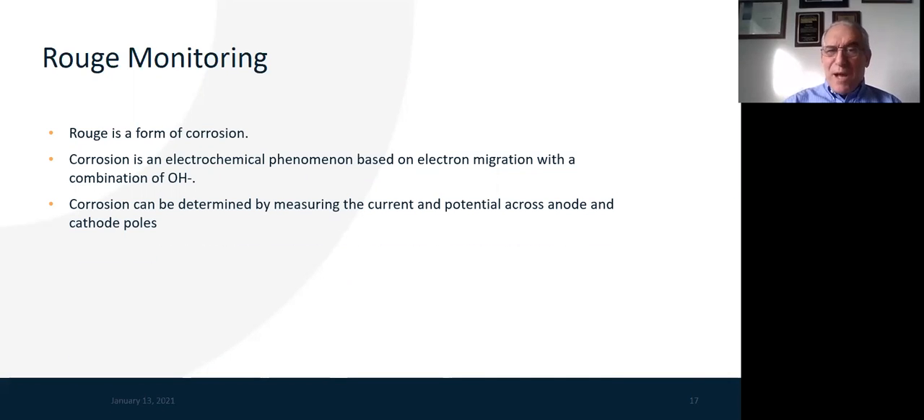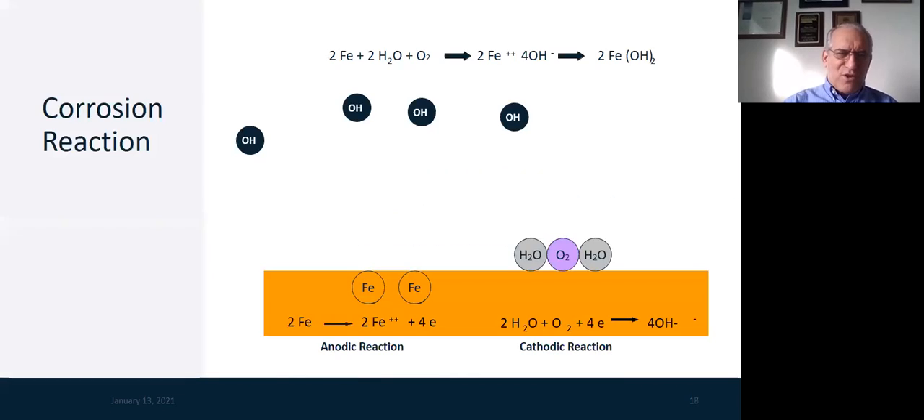Corrosion, though, can be determined by measuring current across a potential anode and cathode, which is what a rouge monitor actually does. Over here, what you're looking at is an equation at the top showing iron, water, and oxygen, which is going to yield a certain amount of ferric ions, which combine with the hydroxyls to form ferric hydroxide. You'll notice at the bottom an anodic reaction and a cathodic reaction. The anodic reaction is where the iron is liberated from the metal.